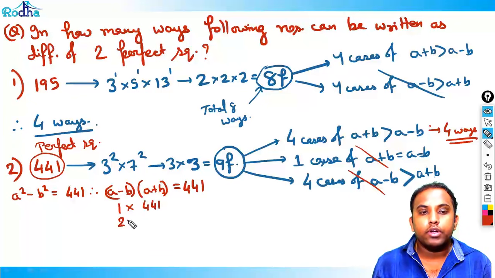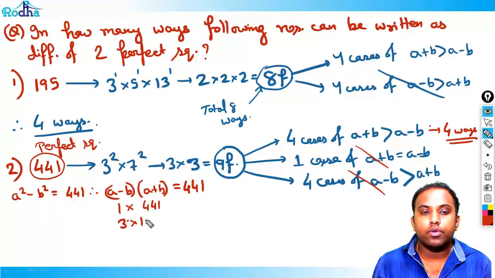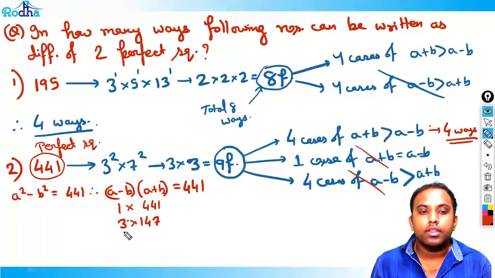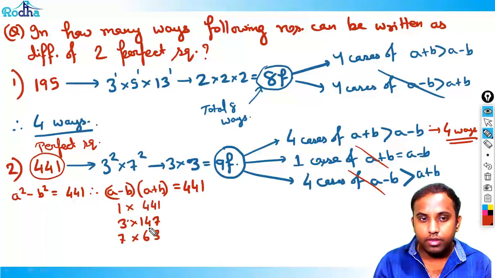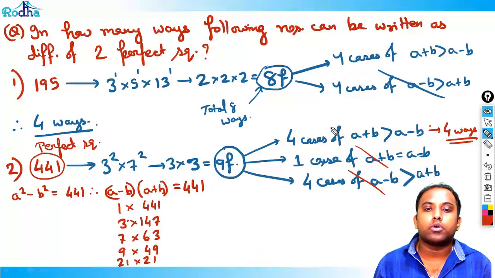Now, 2 into 3 into 7 square into 3, right? That is 147. 3 into 147. Okay. Then 7 into 63. Okay. Then 9 into 49. Right? And then there will be 21 into 21. Now, this is talking about a total of 9 ways, right?